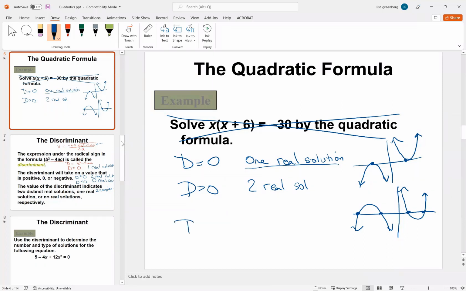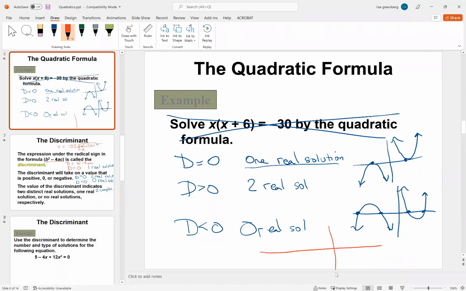And if my discriminant is less than 0 and I have 0 real solutions, let me just get a different color so it doesn't slide. So what that would mean is I would never hit the x-axis because I have no solutions. So I can go above it or I can go below it, but I can't touch it because if I touched it, that would be a solution for the quadratic equation.